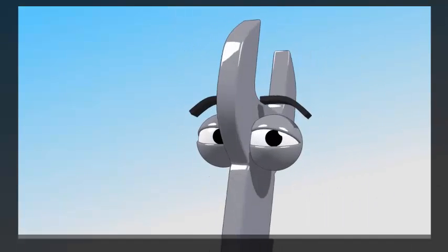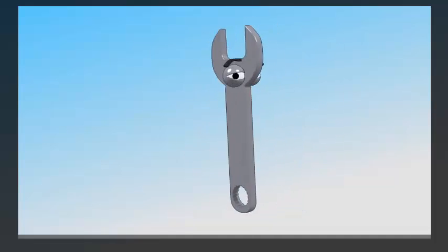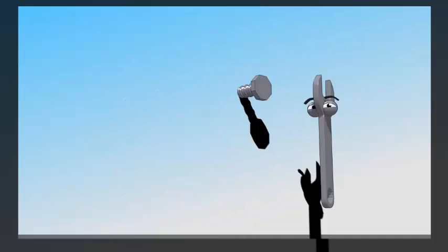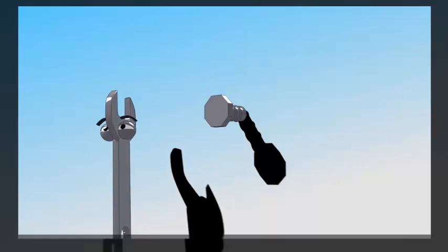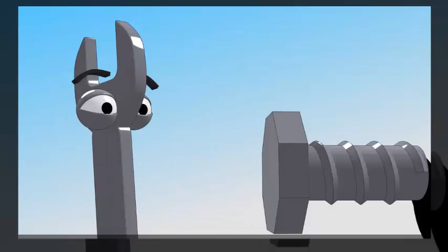This is Vincenzo the wrench, and he is tightening a bolt.